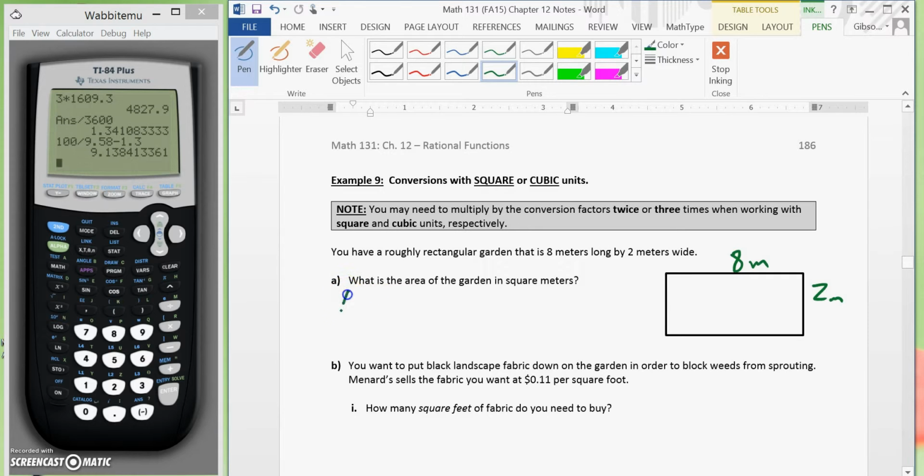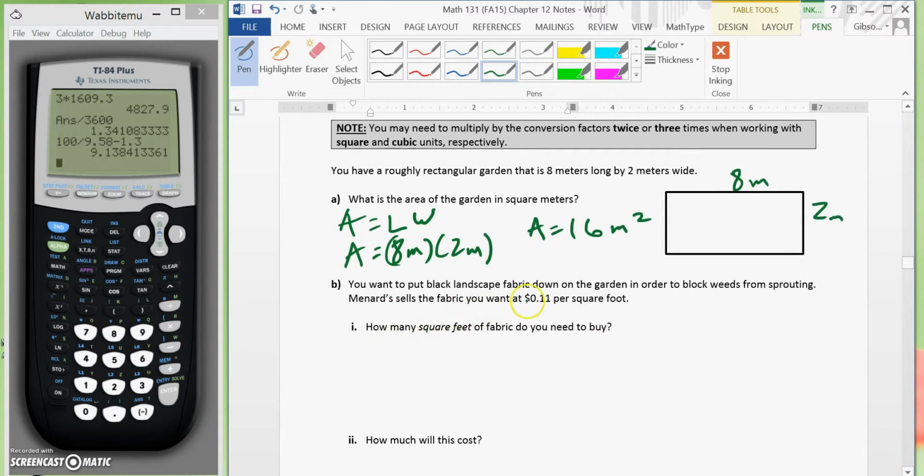So we would take area is equal to length times width. Area is equal to 8 meters times 2 meters. So the area is equal to 16 square meters. So that is your area. Now it says you want to put a black landscape fabric down on the garden in order to block weeds from sprouting. A store sells a fabric you want at 11 cents per square foot. How many square feet of fabric do you need to buy?